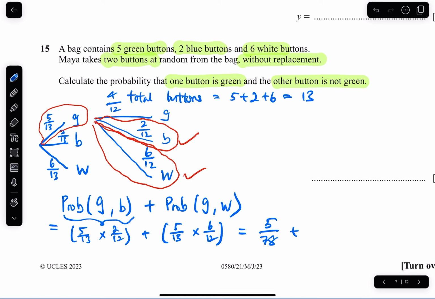And the second case will be 5 over 26. And if we add them up, it will be 10 over 39. So the answer will be 10 over 39. Okay, thank you.